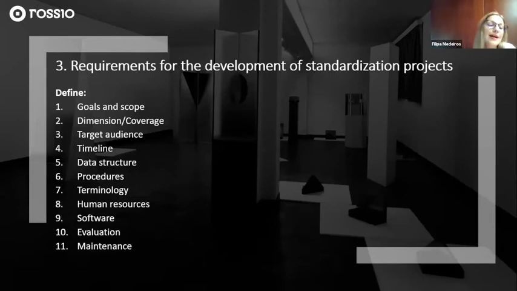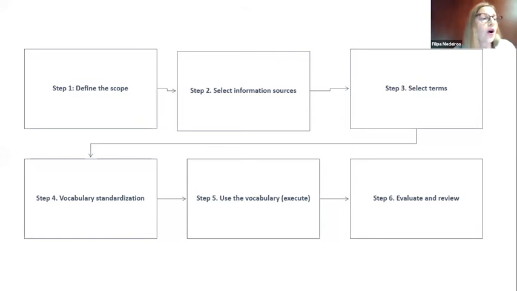Before putting into practice a standardization project, we must define a set of essential elements, in particular goals and scope, dimension coverage, target audience, timeline, data structure, procedures, terminology, human resources, software, evaluation, and maintenance. All this brings us to the core of our presentation, our proposal for building a list of control terms in 6 steps following this toolkit.